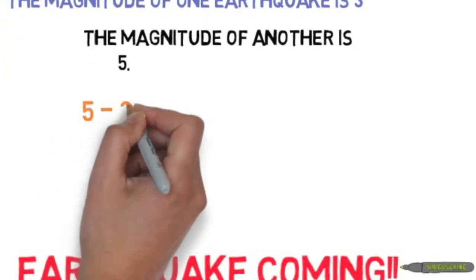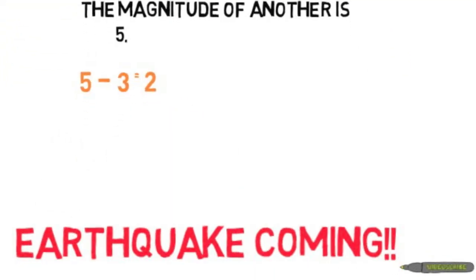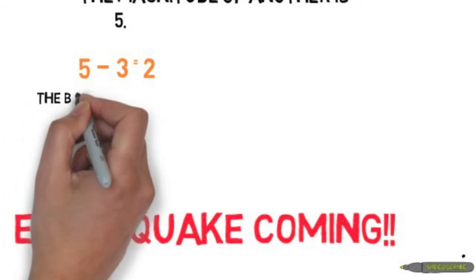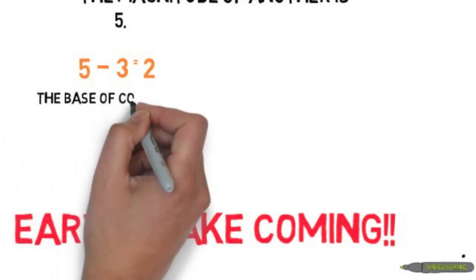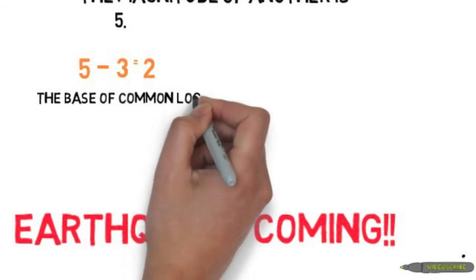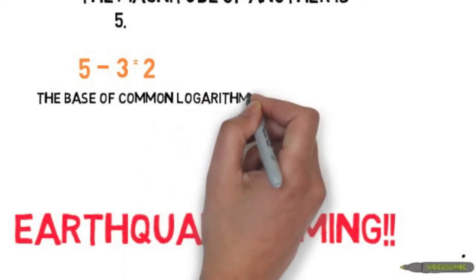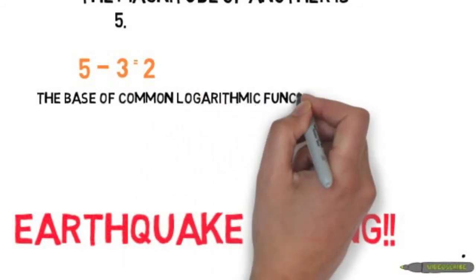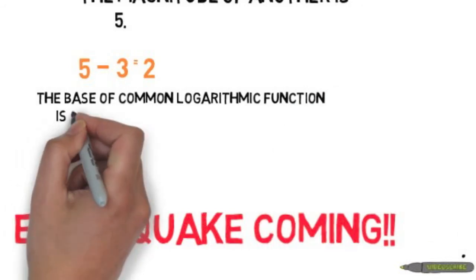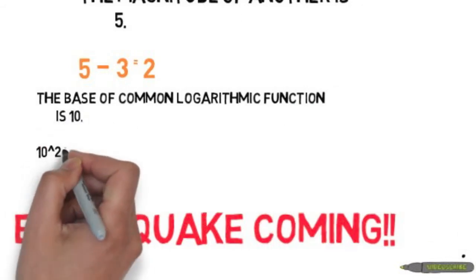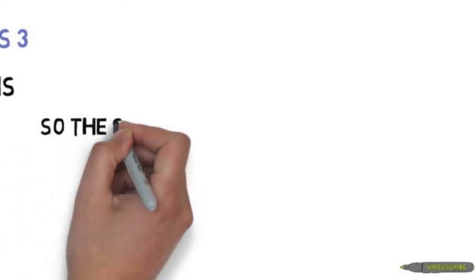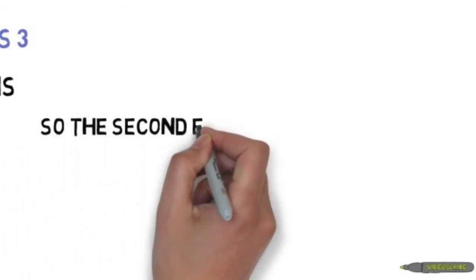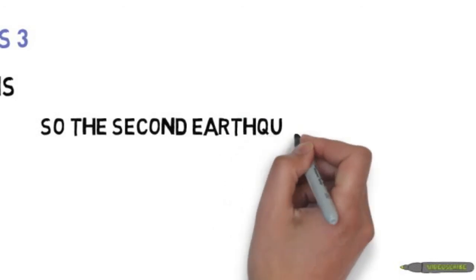Then we use 5 minus 3, which equals 2. We use 2 as the power of 10. The 10 is the base of common logarithmic function. And then we find out the square of 10, which is 100. So the second earthquake is 100 times stronger than the first one.